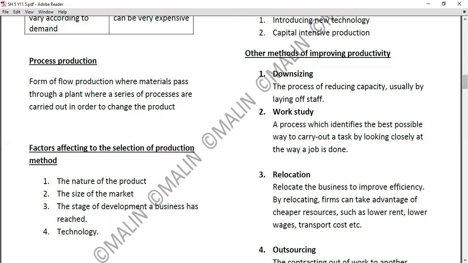Process production is like crude oil, right? Take the different processes in production, like when you're doing the distillation process, we can see extracting different things: petrol, diesel, kerosene. That's called process production.